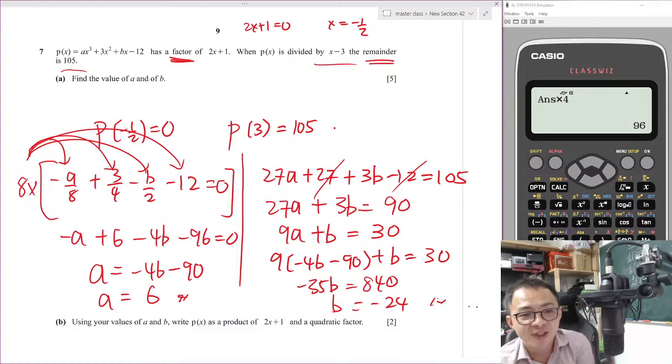For question 6c, bisect means the points A, B and BC have the same midpoint. Both of them will have the same midpoint. You can understand it like this, because if they intersect at the midpoint, definitely they bisect each other already, right?